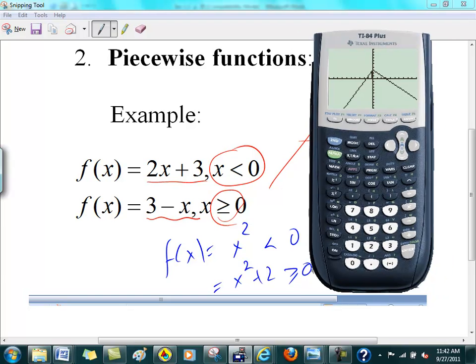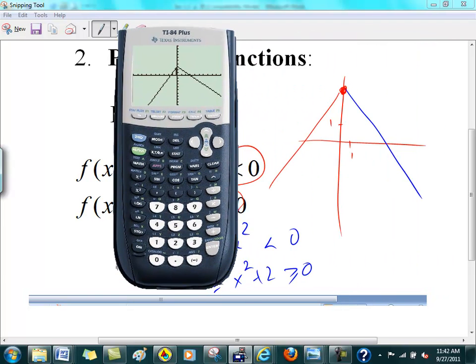Okay, everybody see that? So everybody okay on the graphing calculator? Inaki, no calculator? So everybody okay on this?